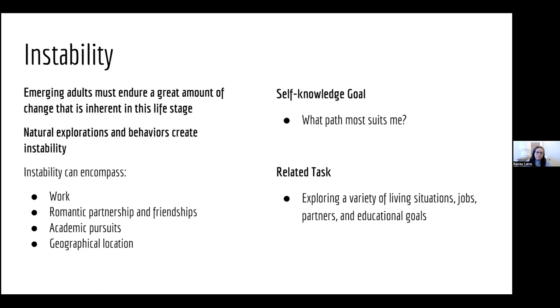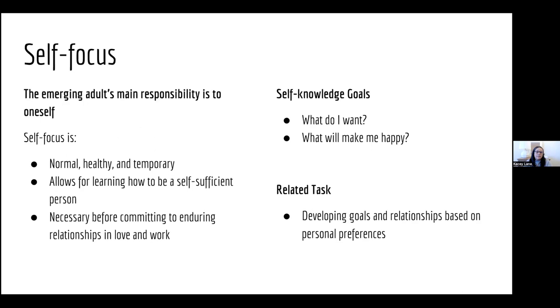Self-knowledge goals related to instability include asking oneself the question, what path most suits me? And the related task is to explore a variety of living situations, jobs, partners, and educational goals. Another defining characteristic of emerging adulthood is self-focus. The emerging adult's main responsibility is to oneself.